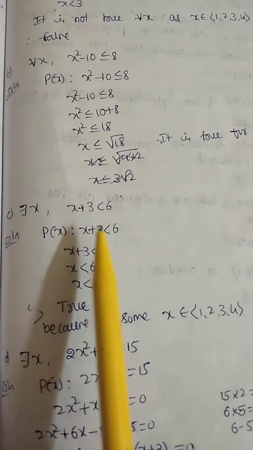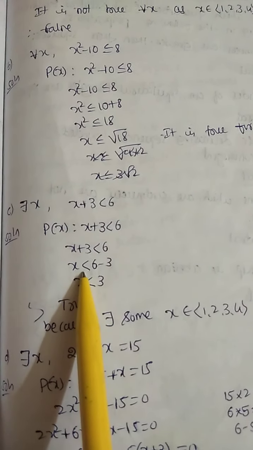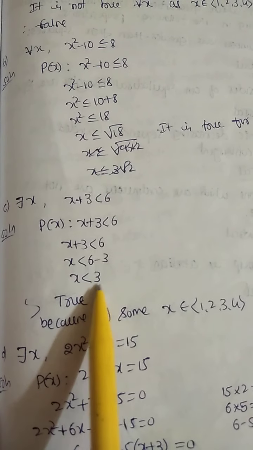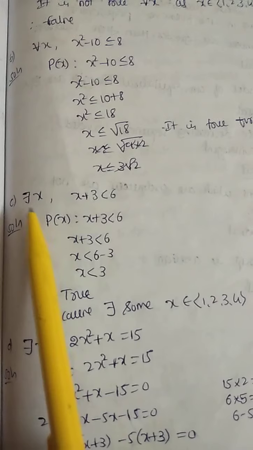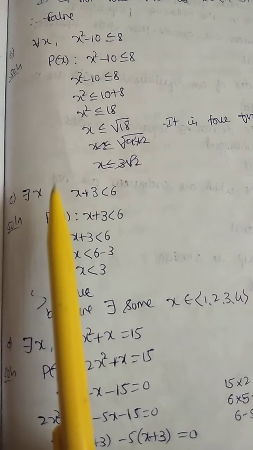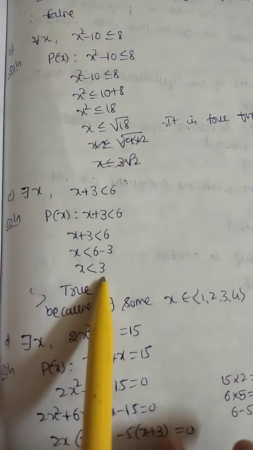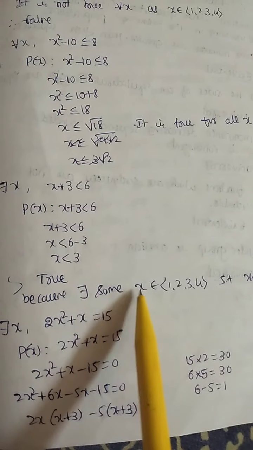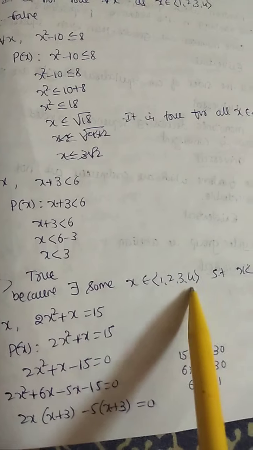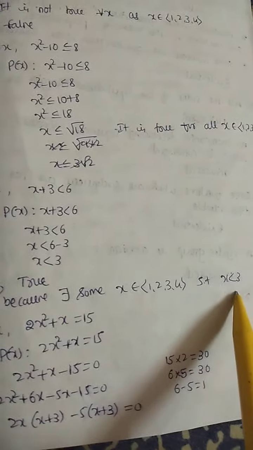Third one: there exists x such that x plus 3 is less than 6. p(x): x plus 3 less than 6, x less than 6 minus 3, x less than 3. Is it true or false? This is true, because this is a statement of there exists x. If there exists at least one number less than 3, then this is true. Because there exists some x belonging to {1, 2, 3, 4} such that x is less than 3.